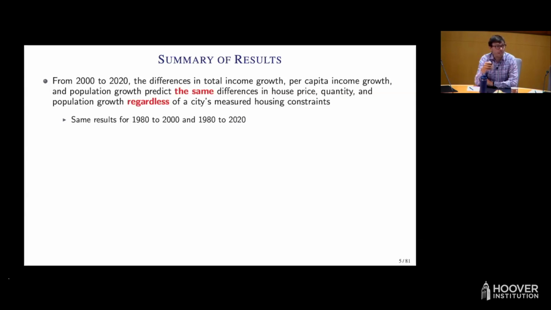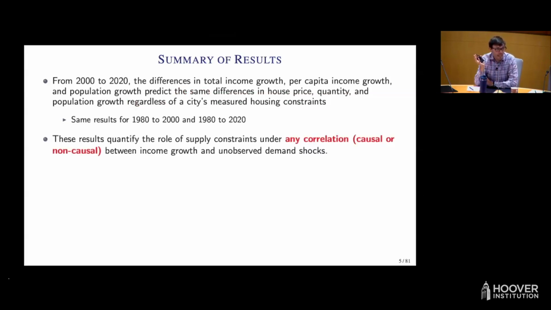We're going to interpret these findings through the lens of standard demand and supply, like the graph I showed you earlier. What that tells us is that our results quantify the lack of role of housing supply constraints, given any correlation between income growth and unobserved demand shocks. So you don't have to worry that the measure of income growth is maybe not capturing all demand, that we should also think about amenities. That's not a problem for the analysis.